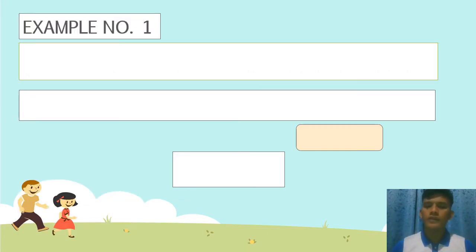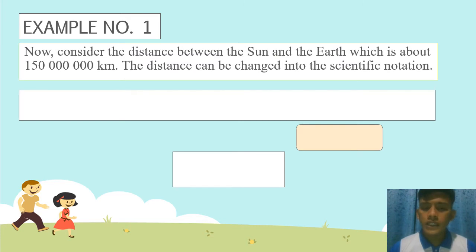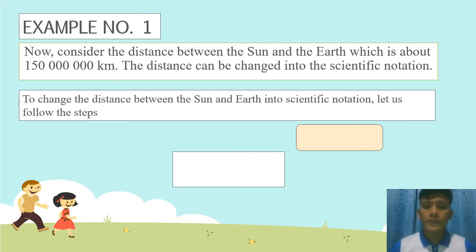Example number 1. The given problem, consider the distance between the Sun and the Earth, which is about 150 million kilometers. The distance can be changed into scientific notation. From that larger number, we can make it into a smaller number. That's the use of scientific notation, from a larger number to a smaller number. To change the distance between the Sun and Earth into scientific notation, we must follow the steps.